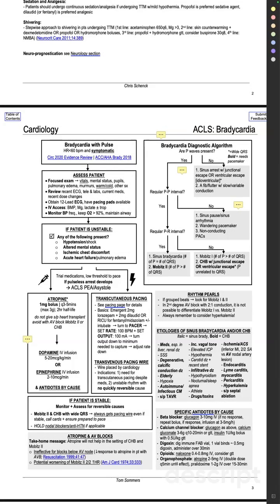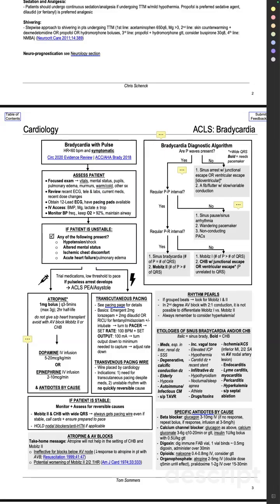Okay, so you got bradycardia that is symptomatic. So what is bradycardia? Bradycardia is heart rate less than 60 beats per minute, or the patient has symptoms of bradycardia, such as confusion, altered mental status, chest discomfort, and poor perfusion of their extremities.